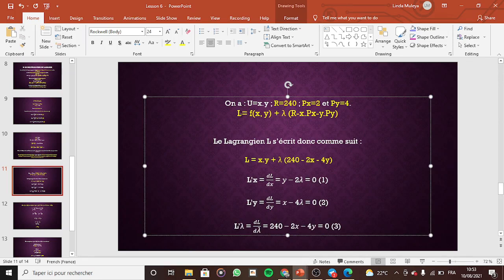So when we begin to replace our values in our formula, we'll first take our revenue and put it here where our R is. We have 240. And then we have the price of X, which is 2. We'll put it here, 2. And the price of Y, which is 4. We'll put it here, which will in turn give us 2X minus 4Y.